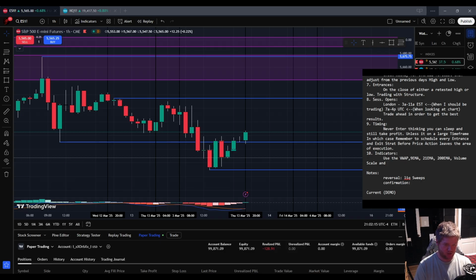So, confirmation signs. Why did it do that? There it goes. Structure. Inverse fair value gap. And SMT. Not T, not Y, T. There we go. Tab. Continuation. We have fair value gaps. Order blocks. Breaker blocks. And equilibrium. So I also know what equilibrium is.